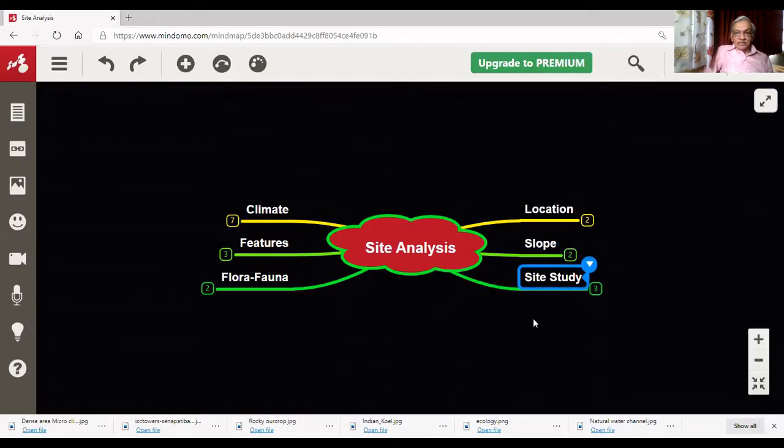The third aspect is the site study. What are the basic technical ingredients of the site? For example, the geology of the site, then the natural water channels on the site, because these channels cannot be disturbed, and we need to negotiate with these channels. And the third thing is the ecology.